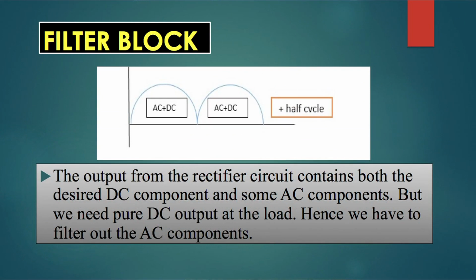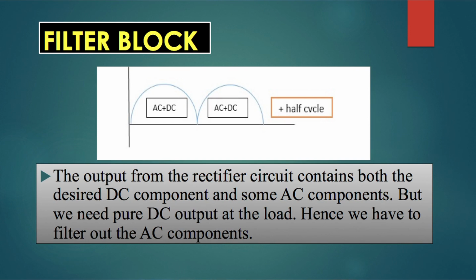The next block is the filter block. Let us discuss the filter block of the power supply, which contains the filter circuit, and after rectification the output of the rectifier is fed to the filter circuit. So here in this diagram you can see that the output from the rectifier circuit contains both the desired DC component and some AC components.